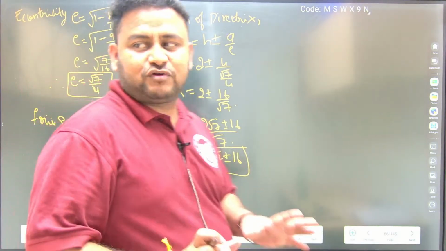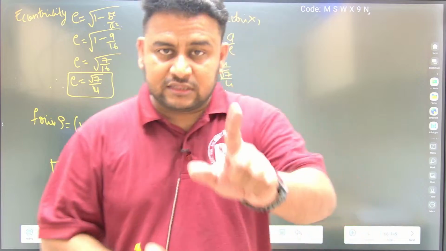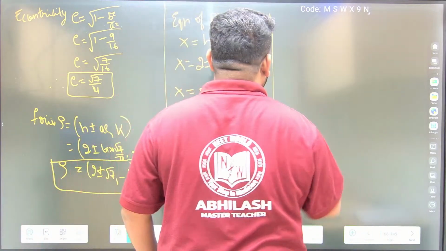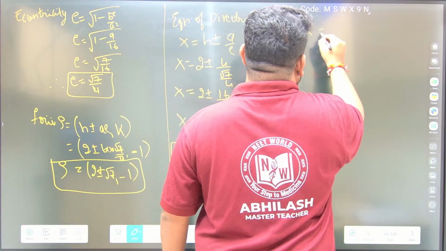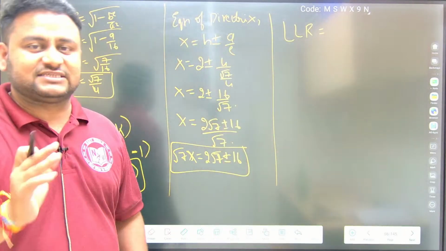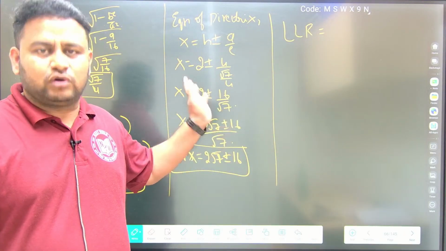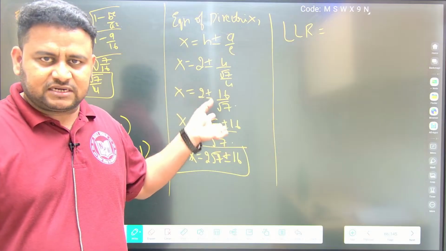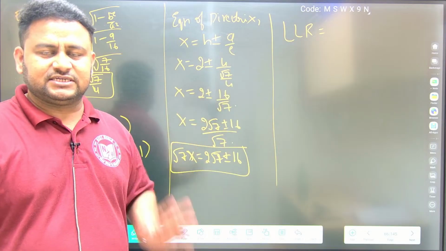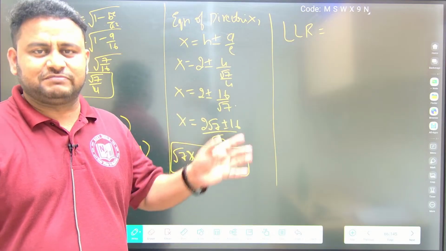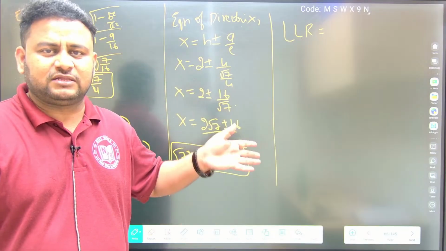So what is left out? Don't forget anything. That is the length of the latus rectum. Eccentricity and latus rectum length also won't change. Doesn't matter where the center of the ellipse is, be it at origin or at some other point, that is h comma k.